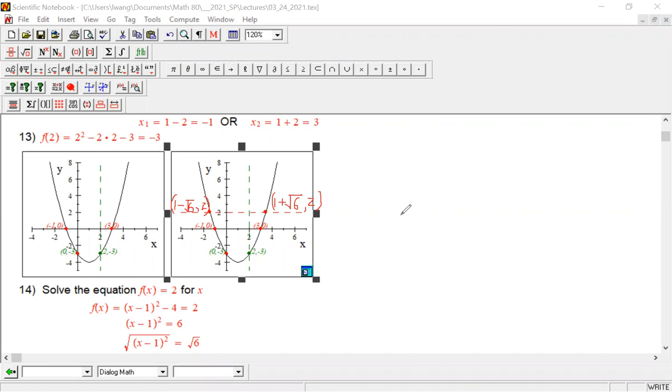Can you do number 15 and 16? Vertical cut, horizontal cut again, right? Vertical cut and horizontal cut again. Good, good. Can you do 15 and 16? Can you do that pair?